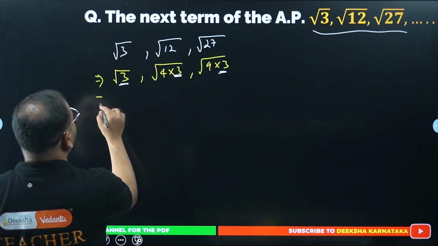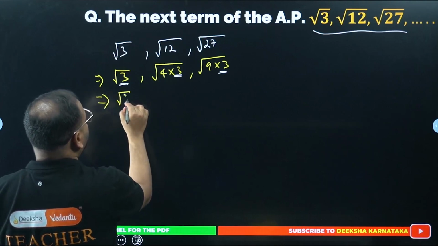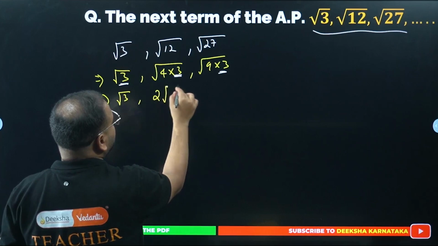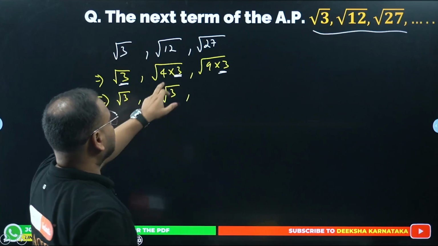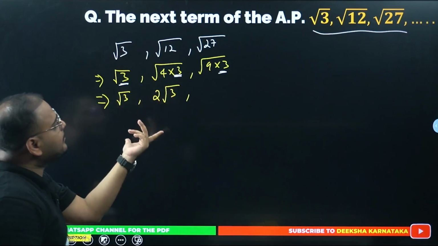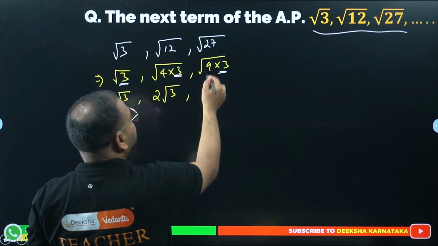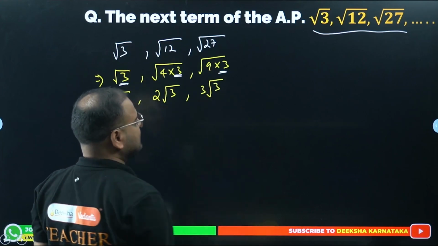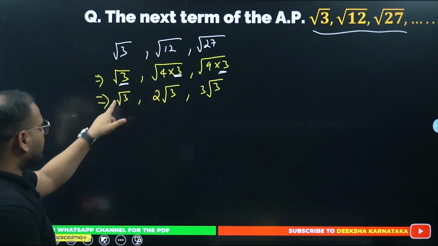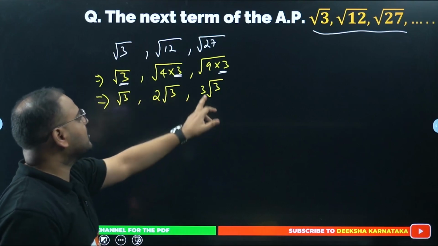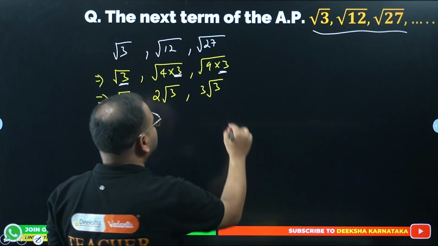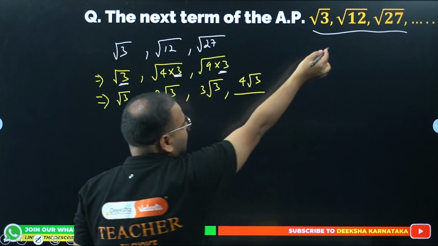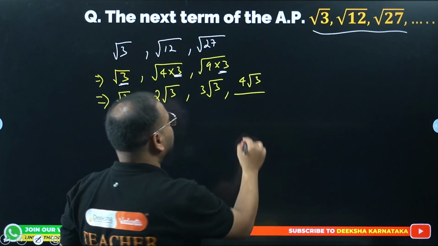So if I'm simplifying it, what is this going to be? Root 3 times 4, if I take it out, it will come as 2. So 2 root 3. Correct, na? Square root of 4 will be 2 and 3 will be inside only. Same way, root of 9 will be 3 and this will be inside only. Now you see, what is this term? Root 3. Second is 2 root 3. Third is 3 root 3. What is the fourth term going to be? Simply 4 root 3.